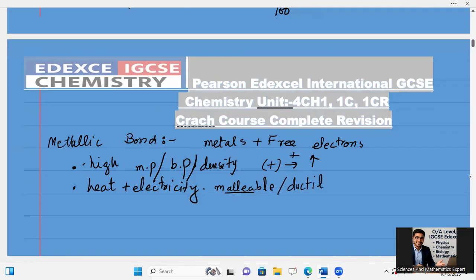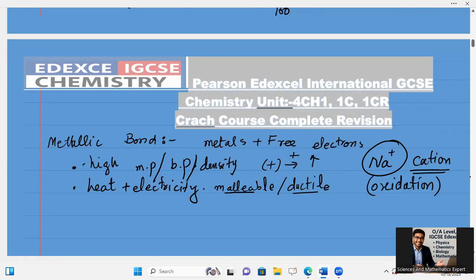Malleable means I can make sheets. Ductile means I can elongate them in the form of strong wires; they will not break down. Whenever metals show a reaction, like sodium, it makes a positive ion named a cation. Remember that loss of electron is called oxidation. I will also explain that in the electrolysis section.